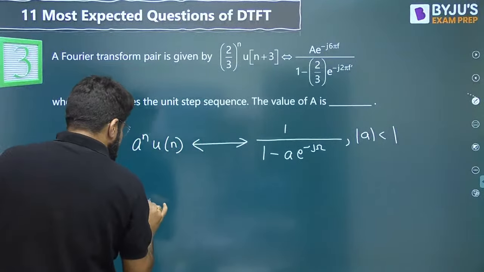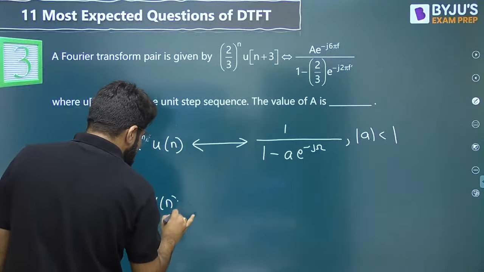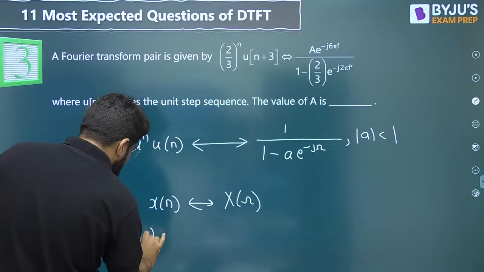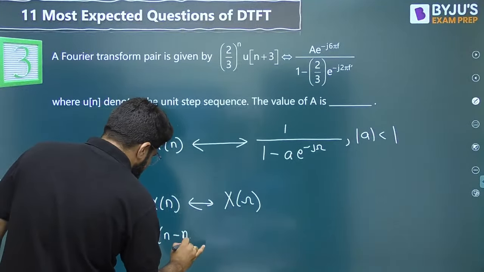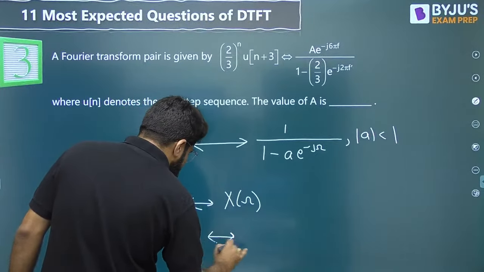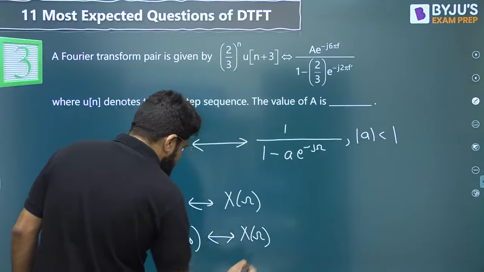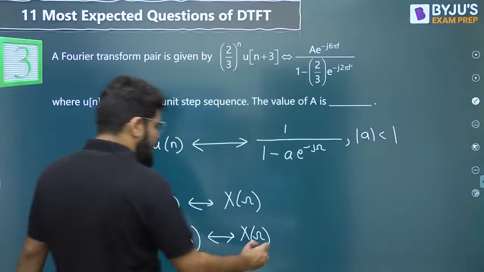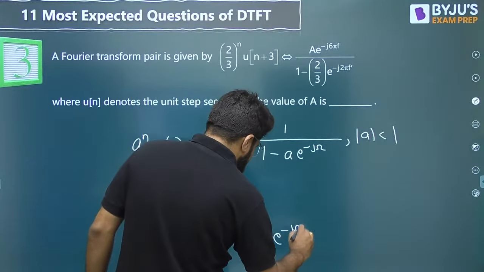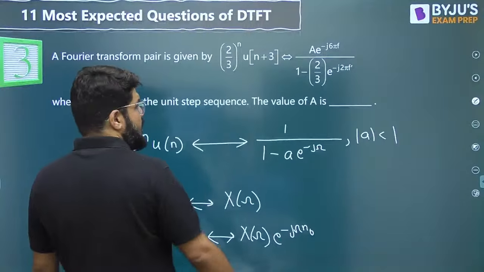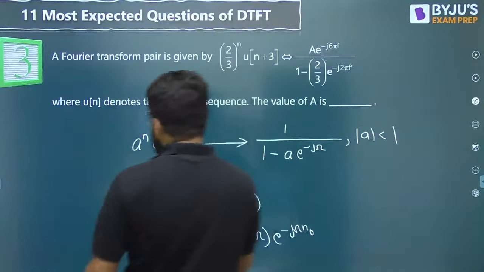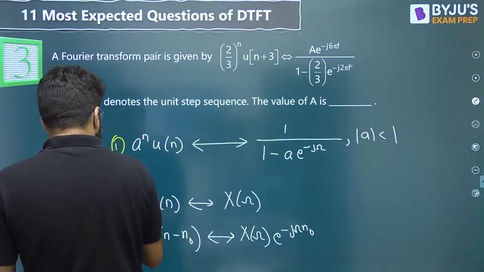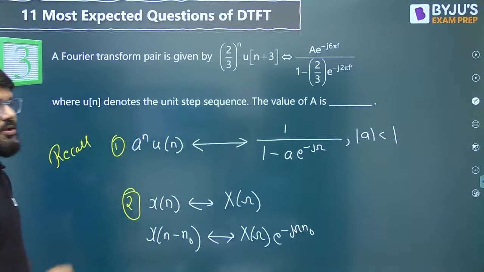Then next, if x[n] has the DTFT X(ω), what should be the DTFT of x[n minus n naught]? Whenever there is a time shift, there is a phase change in the frequency domain, and that becomes e raised to the power minus jω n naught. So these are the two important points to recall for this particular question.